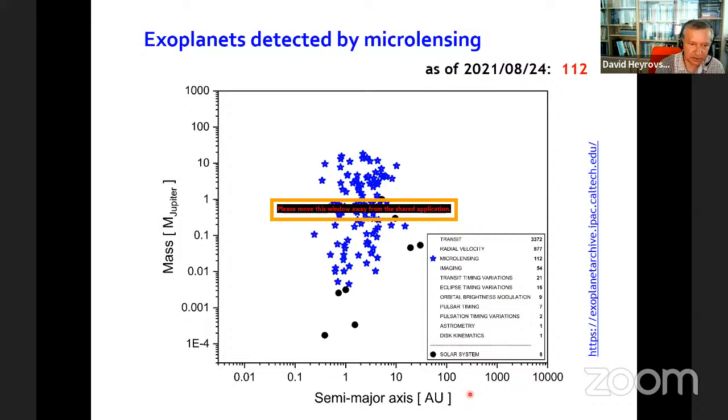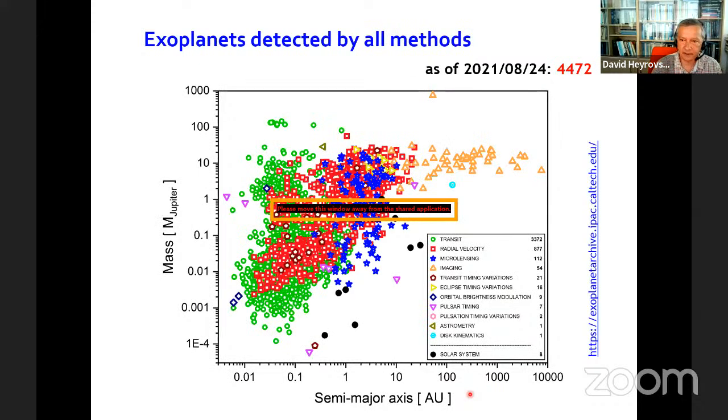To compare this with all the other detected exoplanets, which as of last August was about 4,500, and now it's just past 5,000: the green dots are planets detected by transits, red are by radial velocity, and the third most numerous are the microlensing planets here. So although there's a large overlap in the parameters, you really get close to Earth mass planets at astronomical units by microlensing.